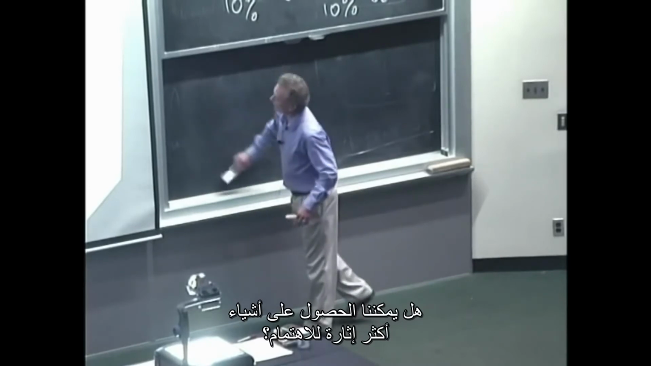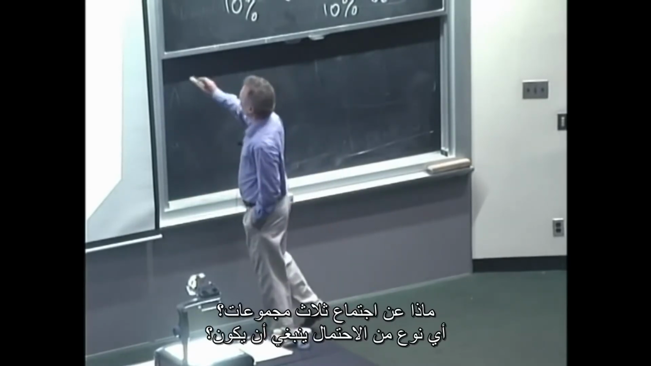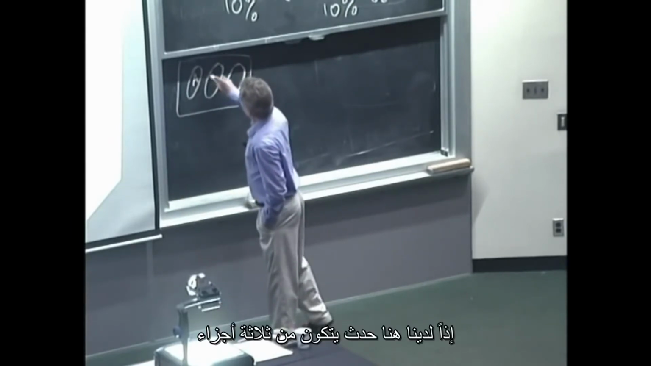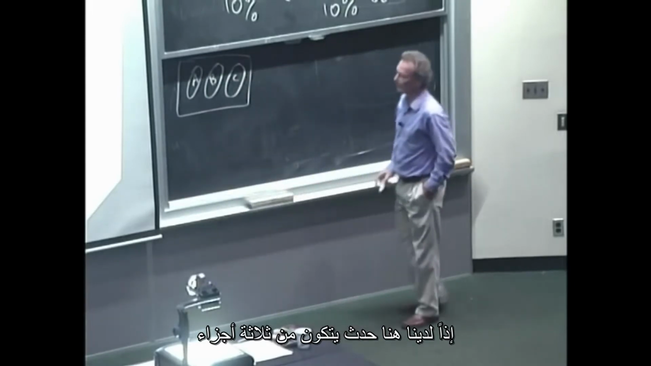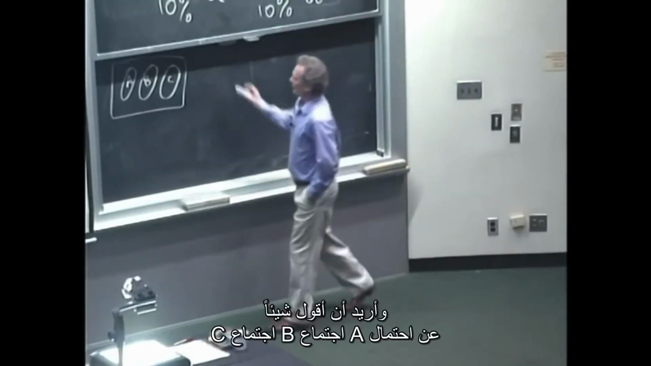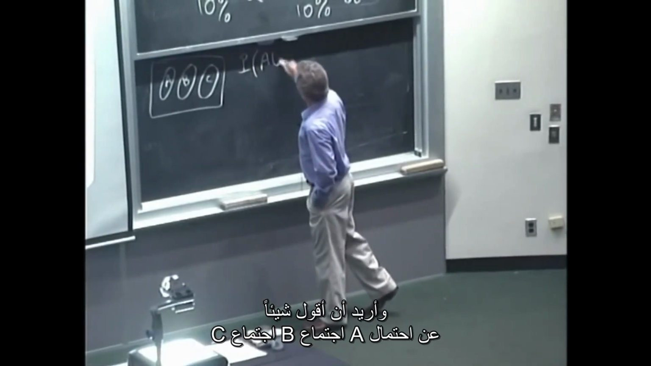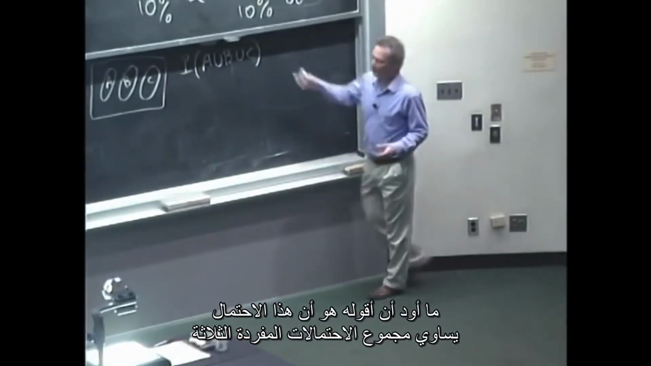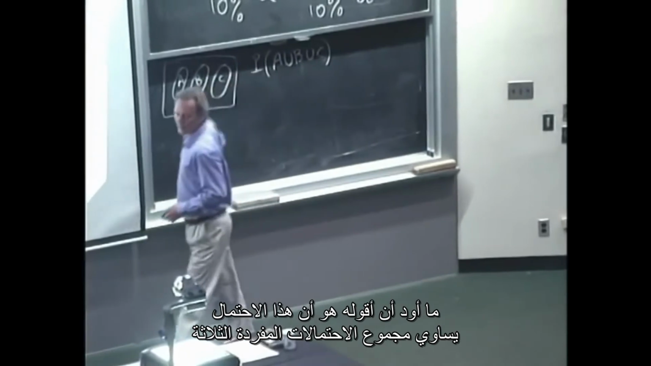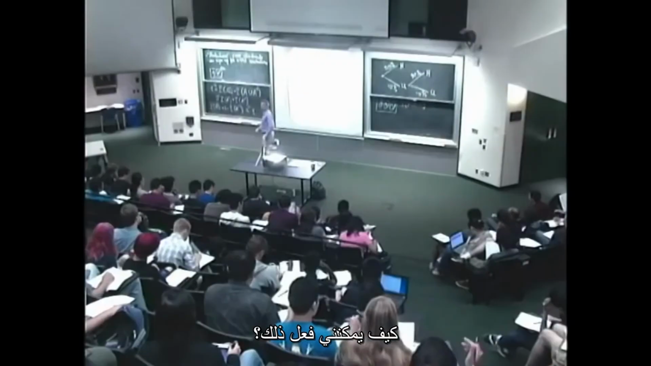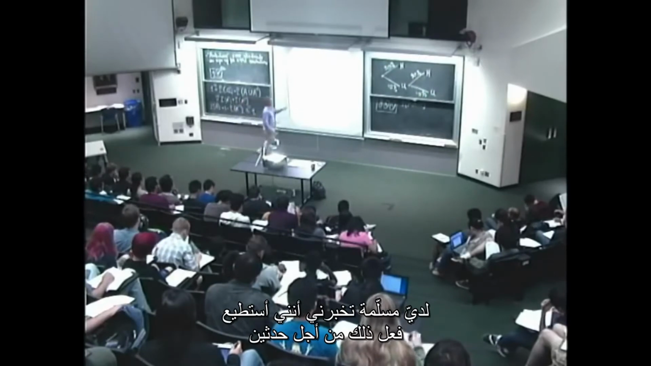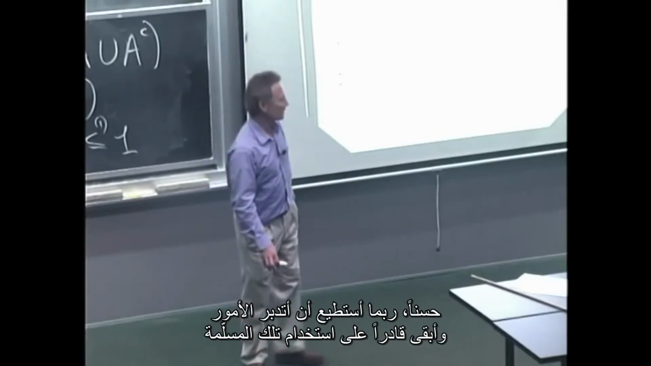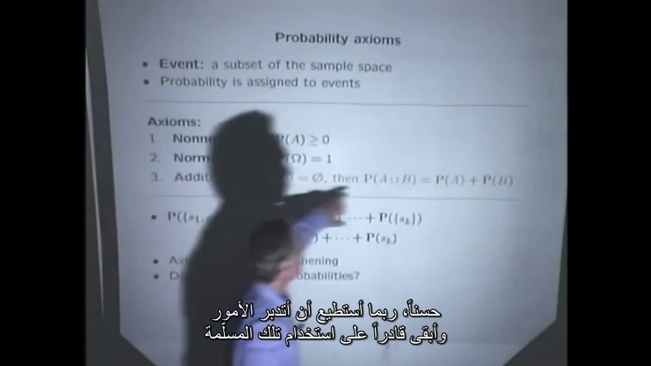Can we get some more interesting ones? How about the union of 3 sets? What kind of probability should it have? So here's an event consisting of three pieces. And I want to say something about the probability of A union B union C. What I would like to say is that this probability is equal to the sum of the 3 individual probabilities. How can I do it? I have an axiom that tells me that I can do it for 2 events. I don't have an axiom for 3 events. Well, maybe I can massage things and still be able to use that axiom.